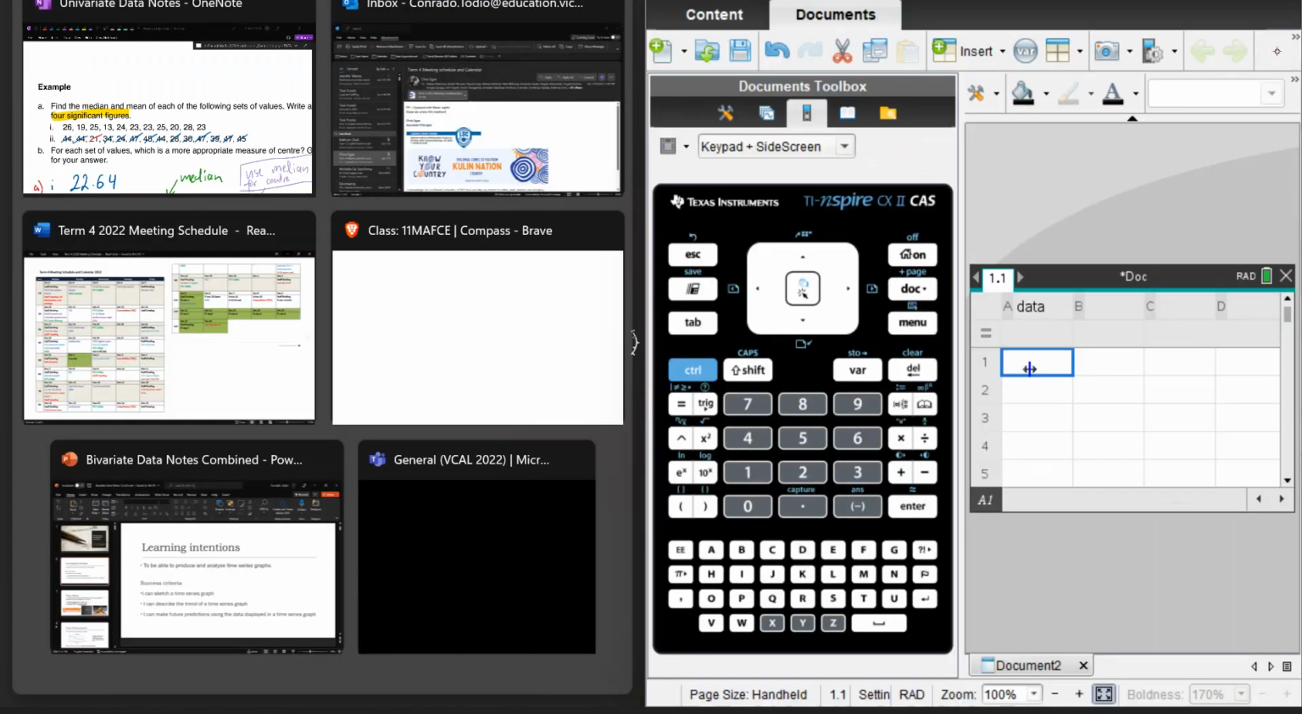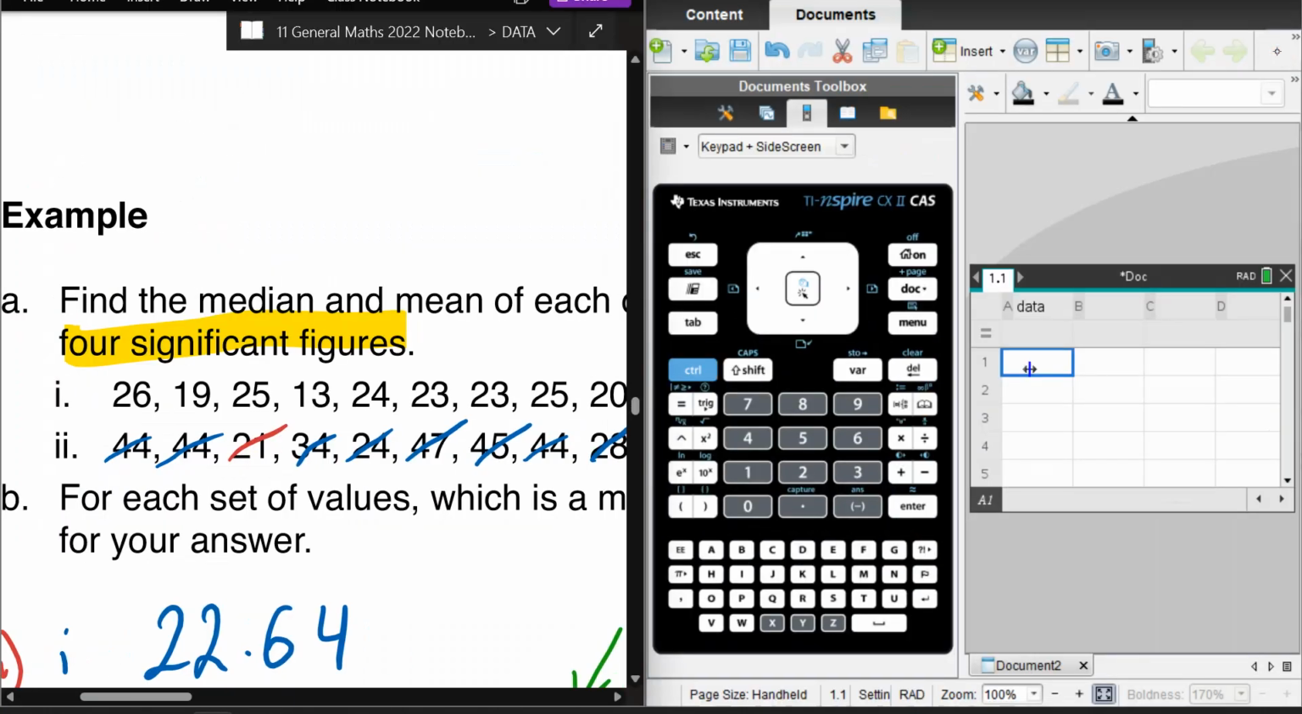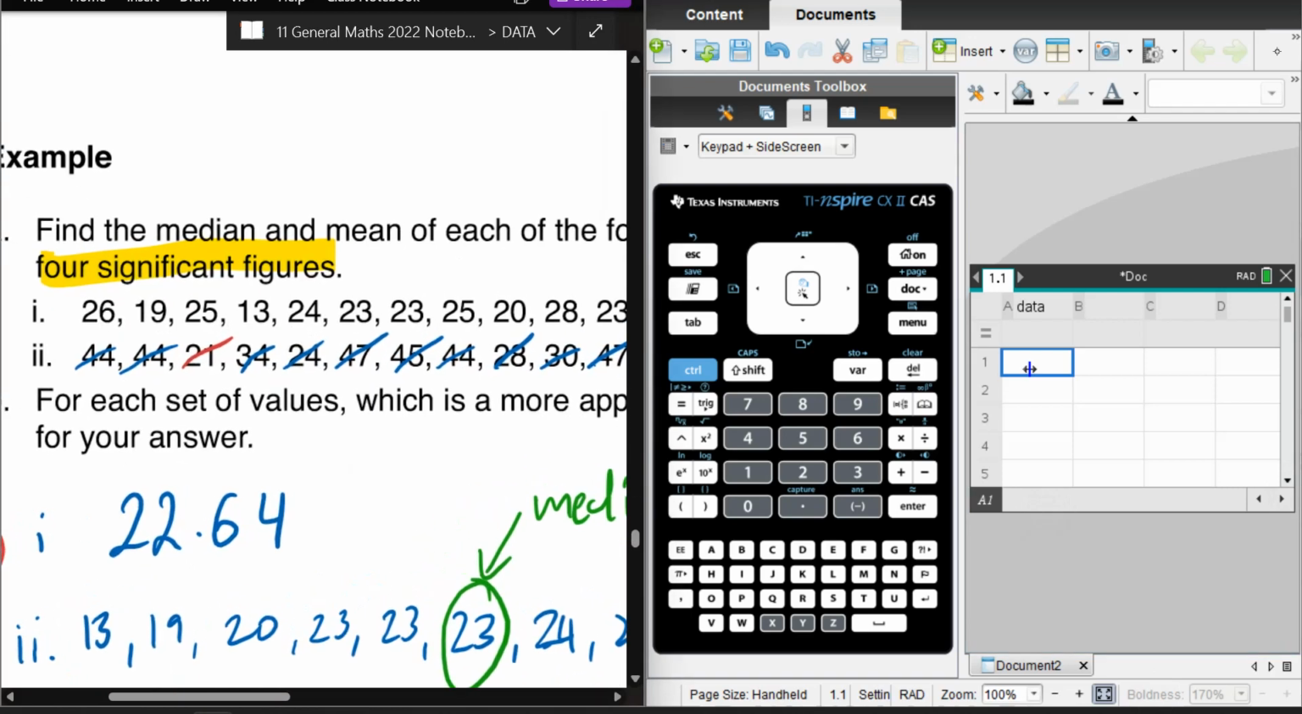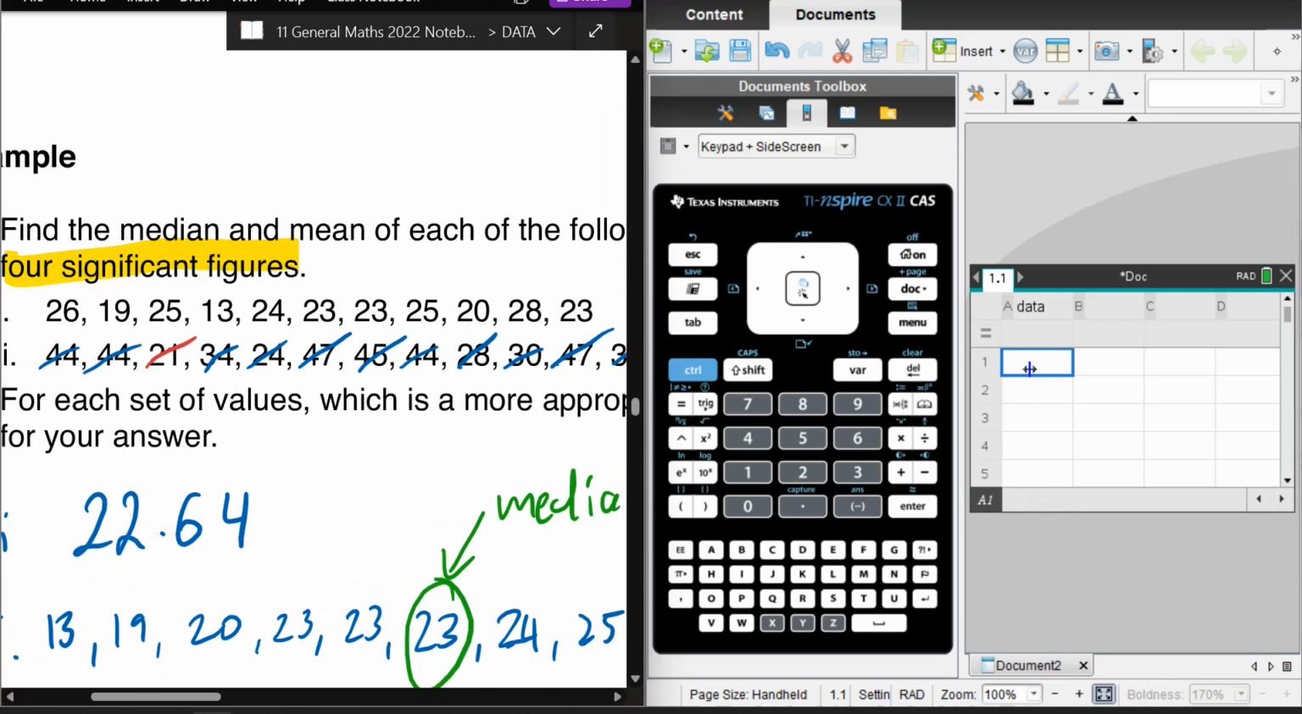All right, so let's put these numbers in. Now you don't have to put them in order because the calculator will do it for you. So here, putting the data in, you've got 26. Oh, it's so slow, my laptop is very laggy. So put those numbers in for me. Just the first set, don't worry about the one at the bottom. Put those numbers in your calculator, and I'll show you what to do after that.